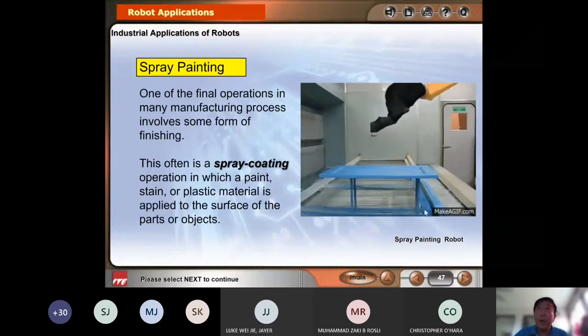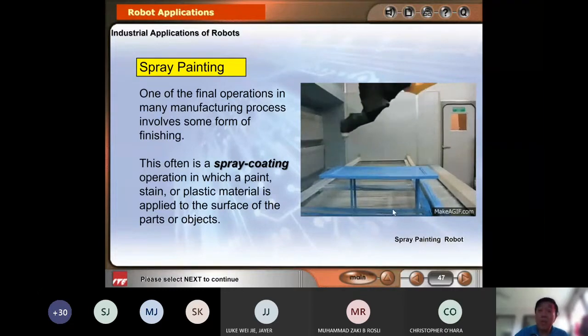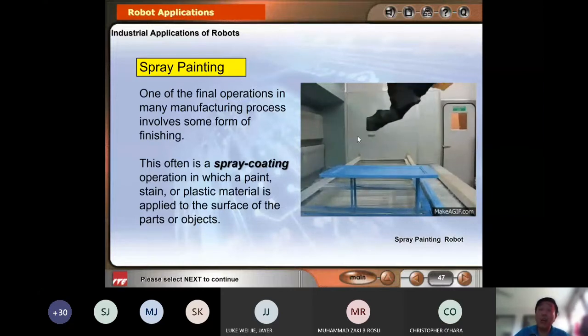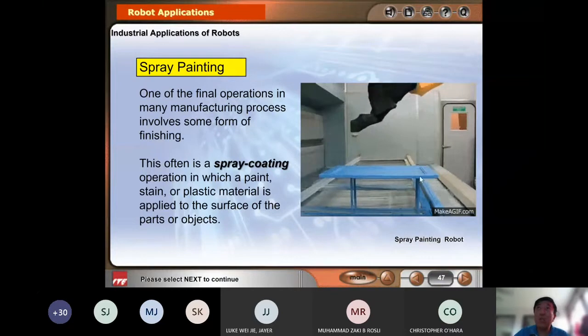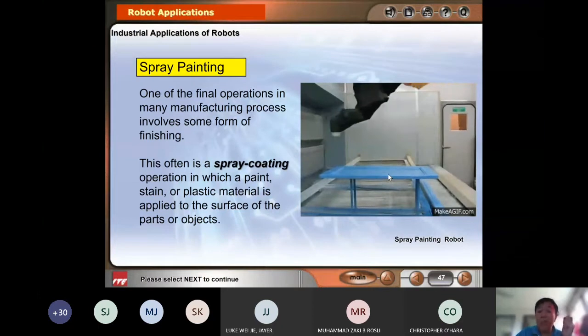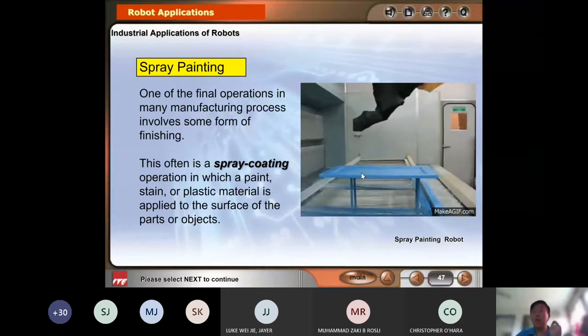And this particular part, if you take a look, is actually contacting another surface. This surface is electrified, typically negative. And the spray that comes out, they ionize it to be positive. So positive and negative attract each other, and the paint will automatically stick to this surface straight away. This is what we call powder coating. Powder is actually the paint, but a lot of people didn't realize that it's powder coating. It's not the paint, it's the powder. This is how they do it for robotics.